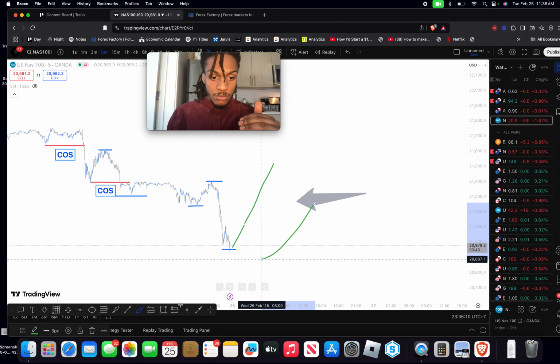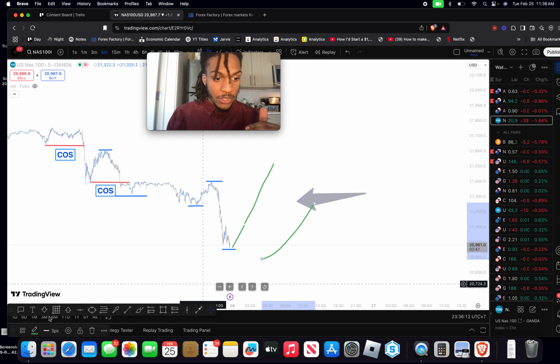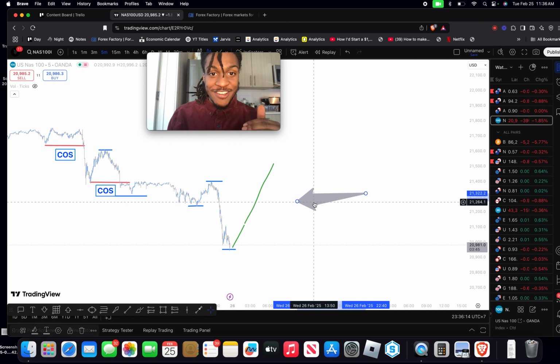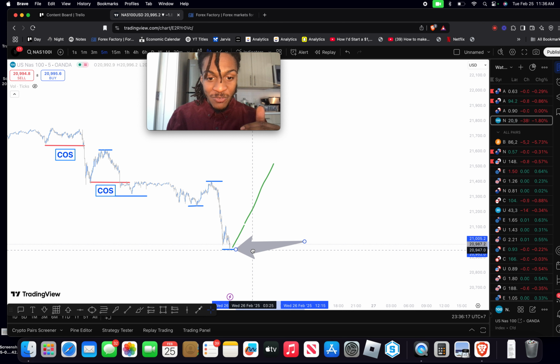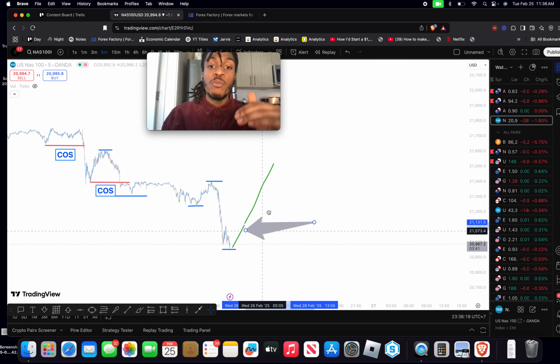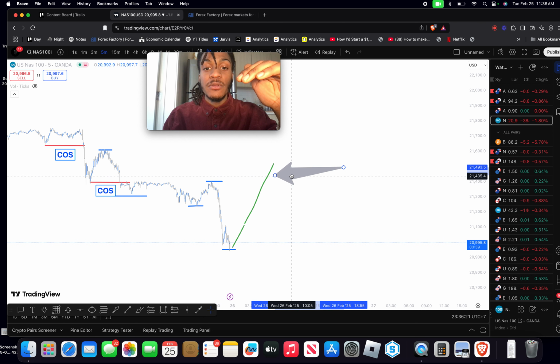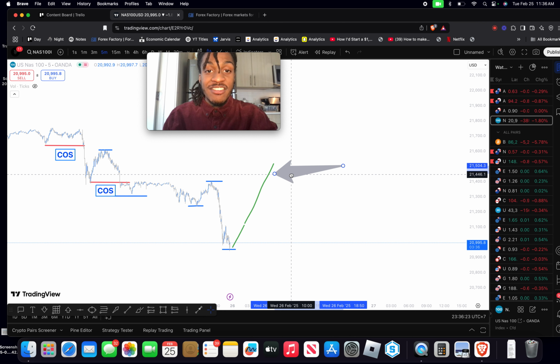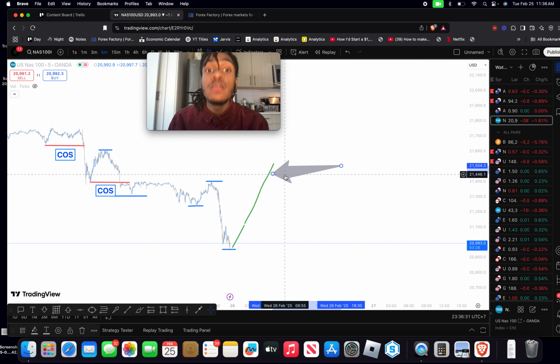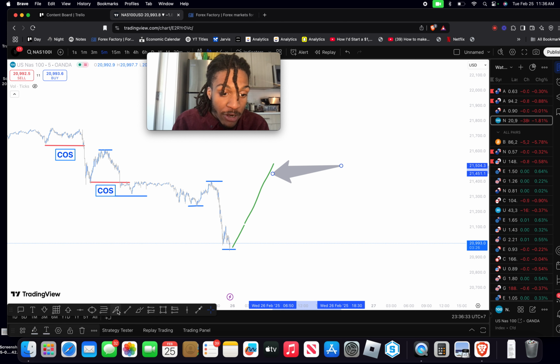If price came down, right? If price came down right here, right? And we came up, and price came up from that low point, instead of going down like it's supposed to and creating a new low, what if price shot up and broke our high, right? That's a break of structure.